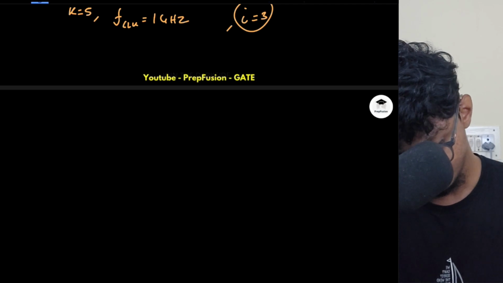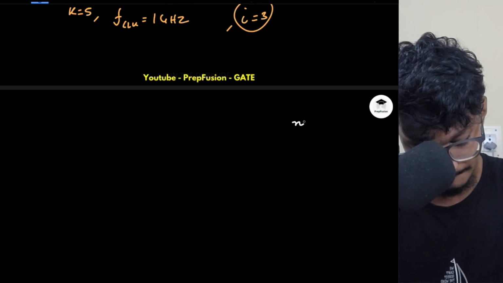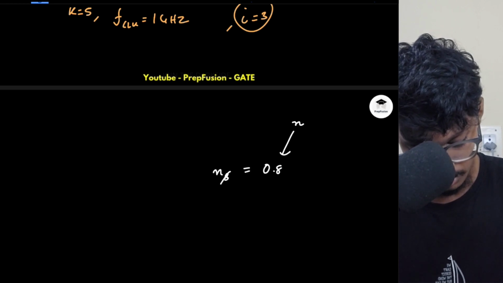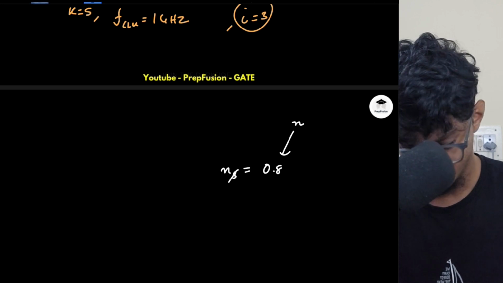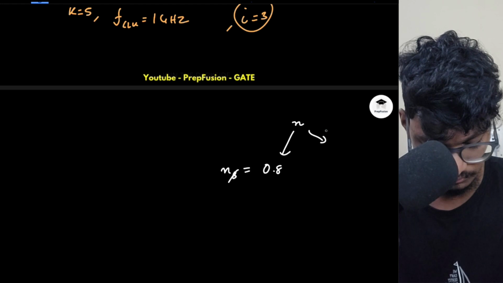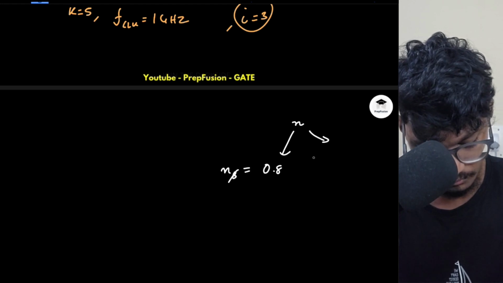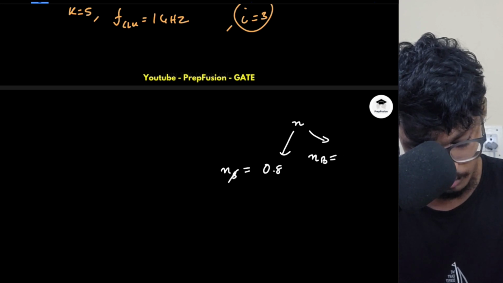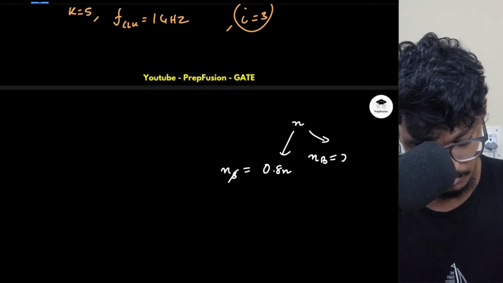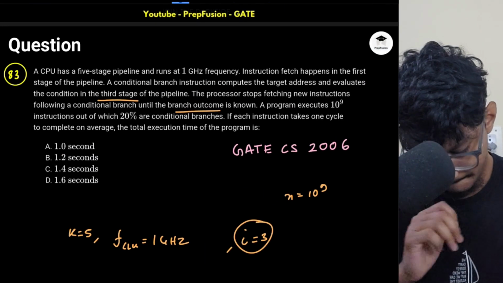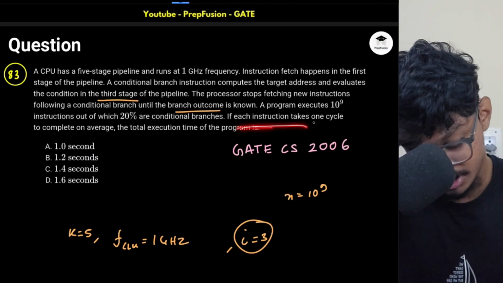So again I will draw the tree diagram. n is here, and out of this n, 0.8n are non-branch instructions, and 20% are branch instructions.